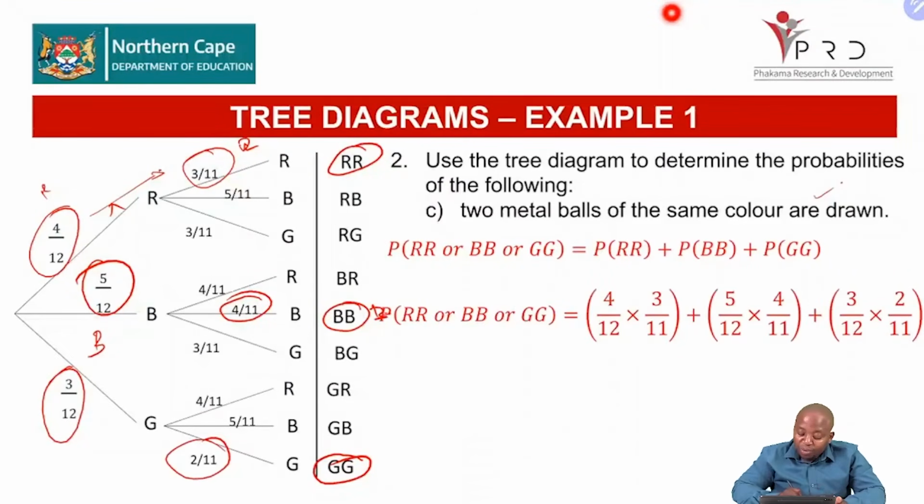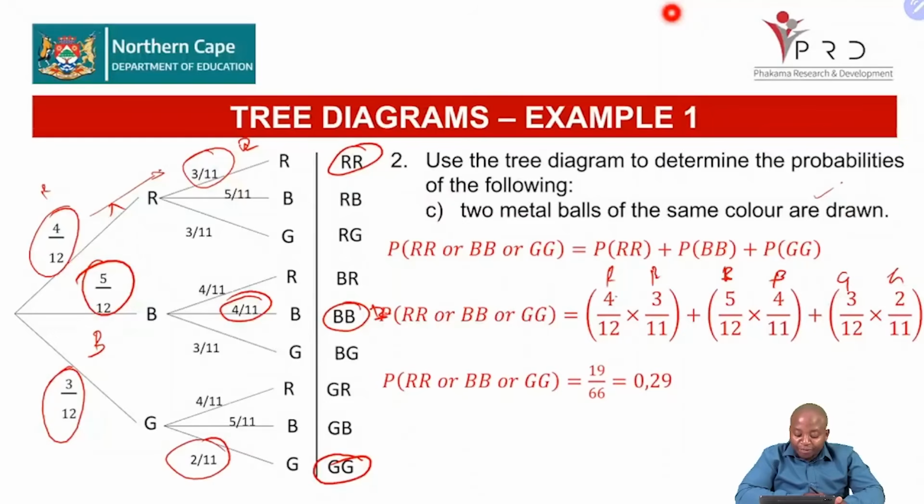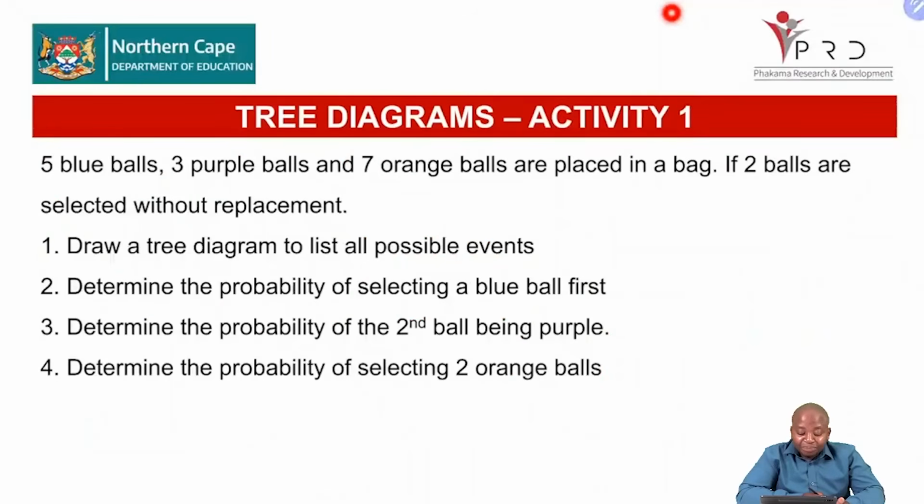Then our probability is going to be 4 over 12, which is the R, B, then G, and G. Then we get a probability of R, B, or G, which is the metal balls of the same color, which is 19 over 66. That gives us 0.29.